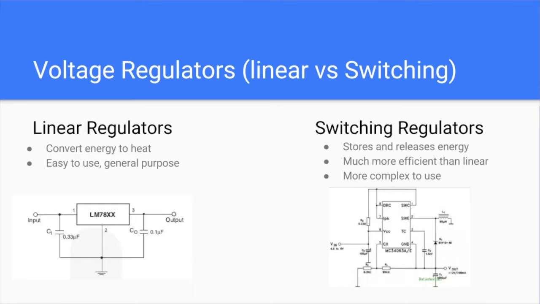So the other option you have is switching regulators, which store energy for a little bit and then dissipate it at a lower rate so that you don't actually lose energy and you still drop that voltage. But as you can see from the circuit, they're a lot more complex to use. I mentioned these two types of regulators because I just want you guys to be aware of what's out there. But most of you guys will be working with linear regulators just because it's simpler. Honestly, the power consumption is not a big concern for MicroMouse.